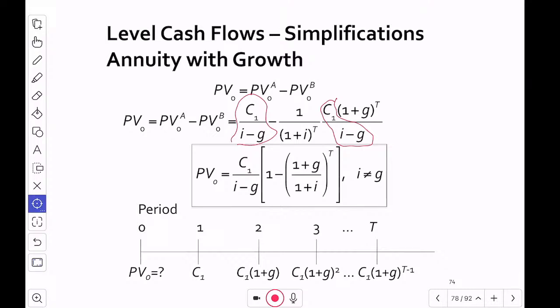Here is the timeline. This is on your formula sheet. This is at the very bottom. Now, I make a point, you should only use this formula provided I is not equal to G. What's wrong with I equals G? What happens if I equals G?